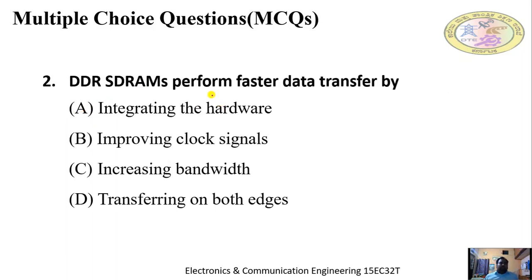The second question: the DDR SDRAM performs faster data transfer by option A, integrating the hardware, option B, improving the clock signal, option C, increasing the bandwidth, option D, transferring on both edges. As we know, DDR stands for double data rate, which means that it is able to transfer the data both on the positive edge and the negative edge of the CPU clock signal. So that's why it performs faster data transfer. So the answer would be the fourth one, that is transferring on both edges.